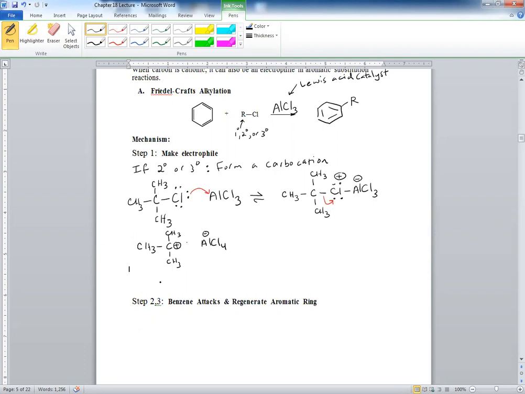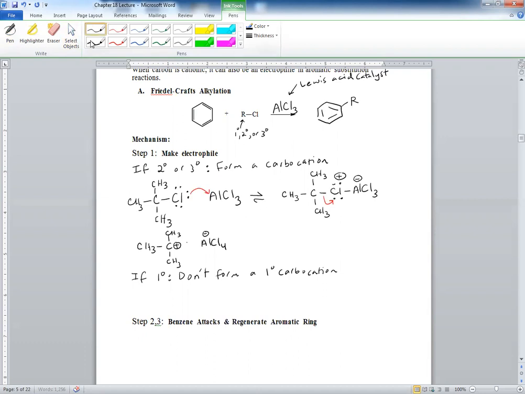Same thing with a secondary. However, if you have a primary, you do not form a primary carbocation. So you would actually keep it attached, and we're going to show you in the next step. So if I have something like this, an ethyl bromide, this right here is a primary.